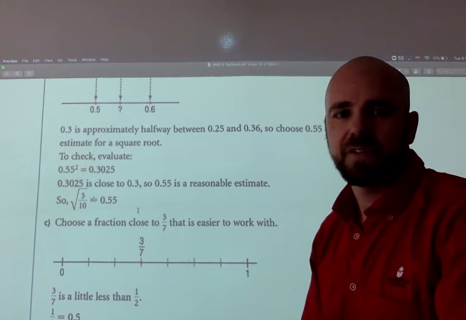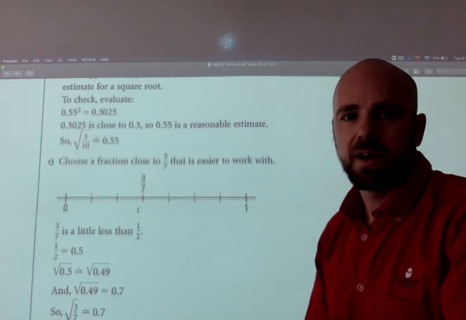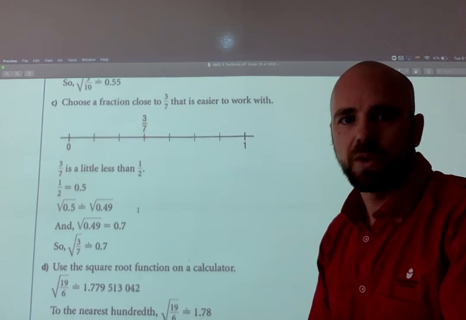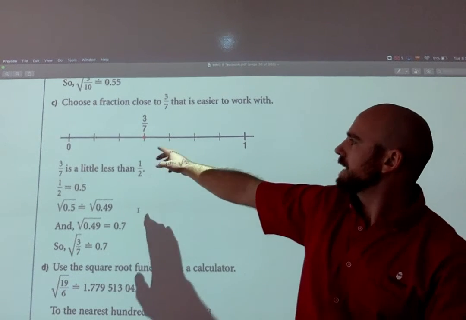In the next one, they're trying to find the square root of 3 over 7. All right, so we know that on our number line, it's a little bit over half.